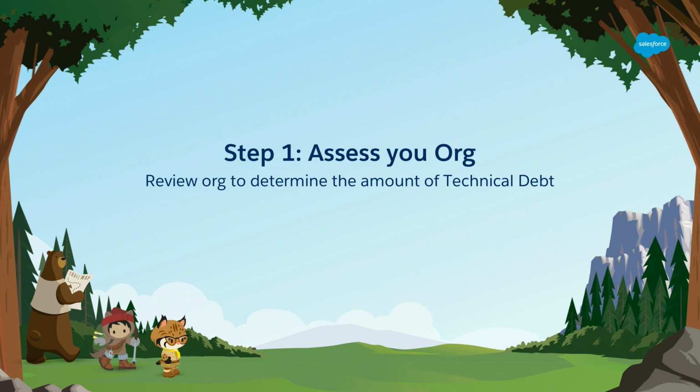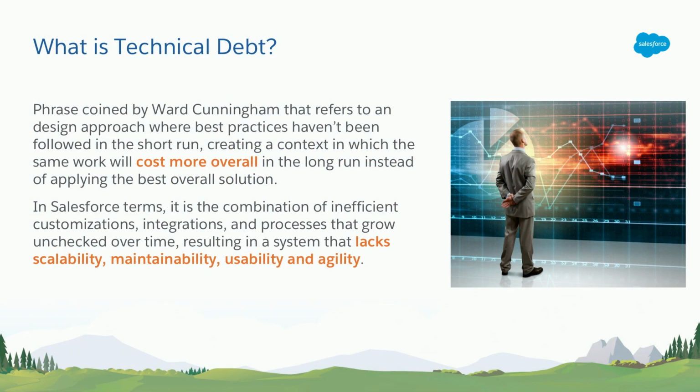So what are we doing in step 1? We're going to review your org and determine the amount of technical debt that exists. Okay? So technical debt, let's just define that term, because I don't know if everybody's familiar with it. Technical debt was a phrase coined by Ward Cunningham, a very famous developer and author from America. He refers to a design approach where best practices haven't been used in the short run, creating a context in which the same amount of work will cost more in the long run.